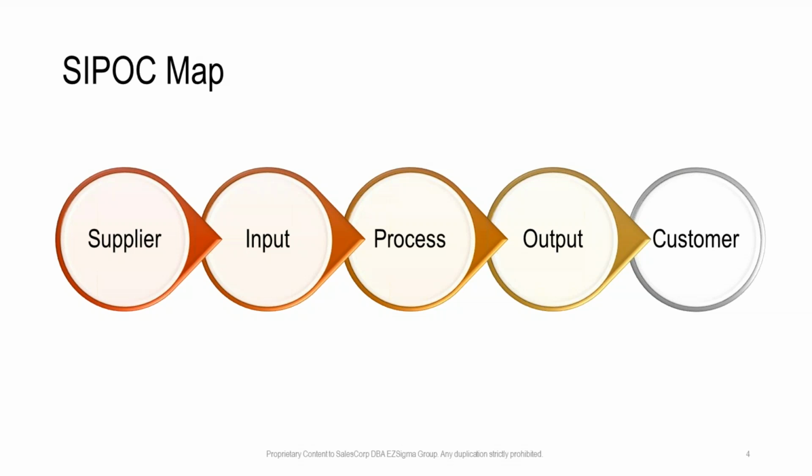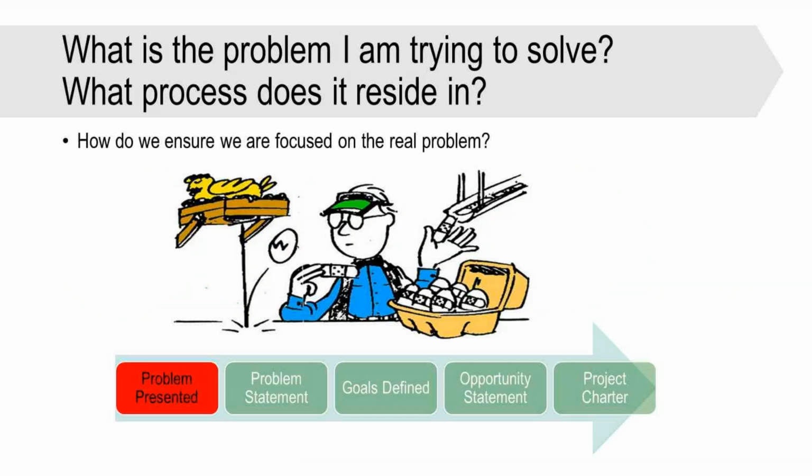But I want to start by looking at the SIPOC. Just as we had a precursor to the value stream map, which was the SIPOC, there's often a precursor to the SIPOC as well. That's because often when we have an issue, if there's a problem at work, we start with our problem statement and thinking about what the problem is I'm trying to solve.